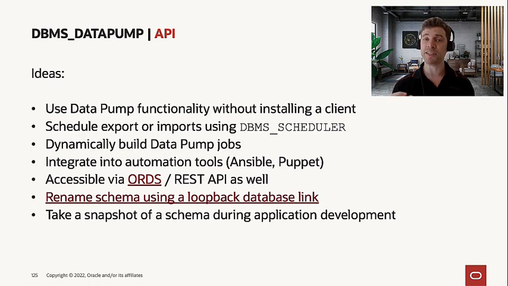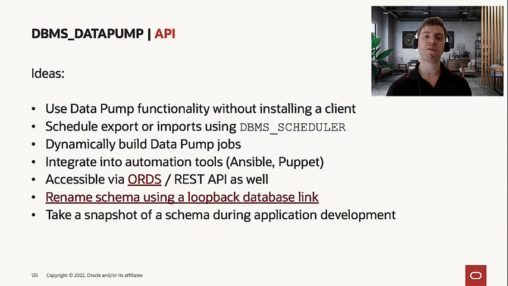Also, for example, there is an article I wrote about 7 years ago about how to rename a schema using a loopback database link. This article is based on the DBMS_DATAPUMP API. What I do simply is create a database link pointing to the database itself, and then I call the DBMS_DATAPUMP API to run an impdp using this database link, but I use the remap schema. So I change the name of the schema, meaning that I clone the schema. That's a way of renaming the schema. Also, you could possibly take a snapshot of a given schema during application development, for example. So those are just some ideas.